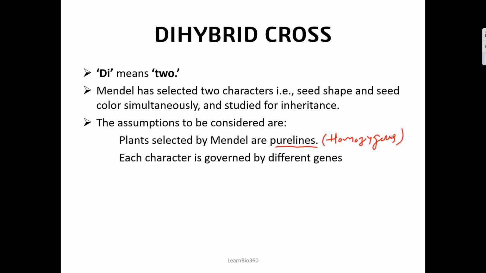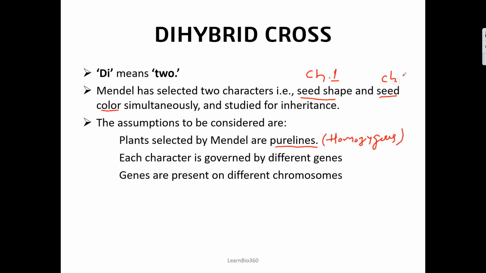The second thing is each character is governed by different genes and they are present on different chromosomes. Suppose we are talking about seed shape, if this is present on chromosome 1, and the second character, that is seed color, is present on chromosome 2. It means these two characters are present on different chromosomes and are governed by different genes. So these assumptions we need to make before studying the dihybrid cross.